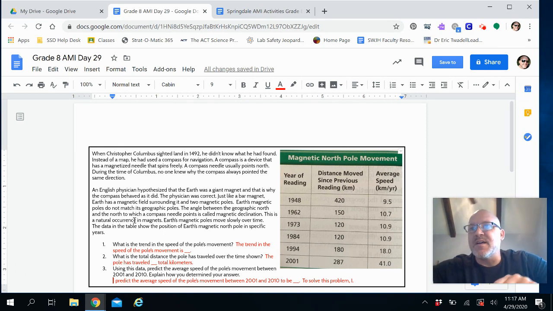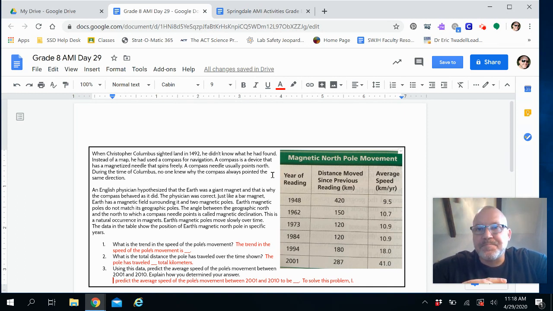All right, so as I look, I notice I have a data table, and the title of the data table says the magnetic North Pole movement. I notice I have a year of reading, which means the year that it was measured. The second column says distance moved since previous reading, and the unit is kilometers. The third column says average speed, and the unit is kilometers per year. Kilometers per year is not a typical speed measure, but in this case, that's the unit of measure. So let's take a look at the questions.